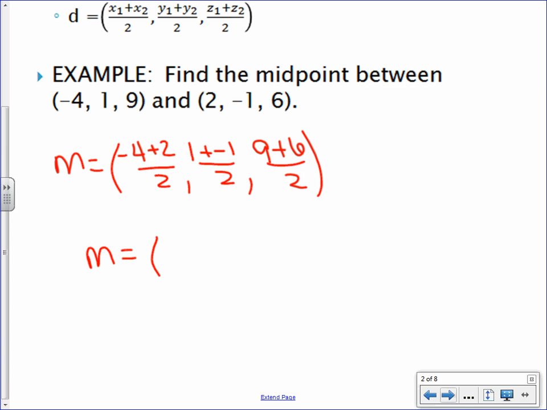What's our midpoint? -1, 0, 7.5, or 15.5. And that is it.